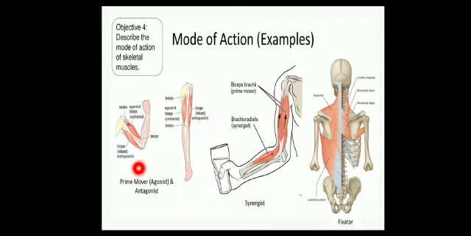The prime movers, agonist and antagonist. I have told you earlier, in the flexion of the elbow joint, the biceps brachii is the prime mover and triceps brachii is the antagonist. In the extension, triceps brachii is agonist or prime mover, and the biceps brachii is antagonist. And in this diagram, biceps brachii is the prime mover, while brachioradialis and brachialis act as synergists.